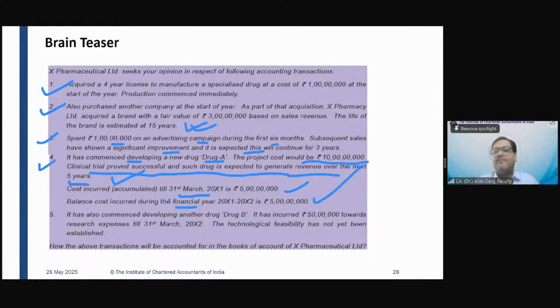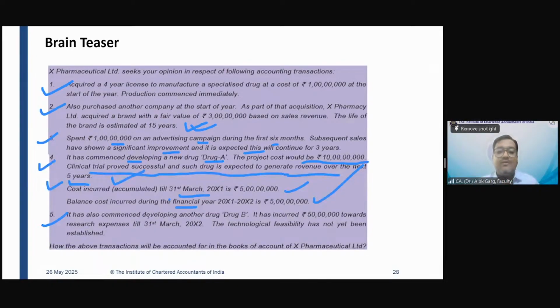Right? Okay. So this is what the question is expecting from all of you. The intangible asset under development in the first year is 5 crore, in the second year is 5 crore, and then the intangible asset will be capitalized at 10 crore and it will be amortized for the next 5 years. If the future economic benefit is 5 years, it will be amortized for the next 5 years.